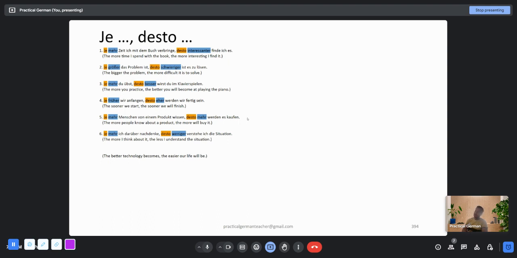After desto, you have the... so this is very clear, right? When you use je, I'm confused about what comes when. It's very simple. With je, the conjugated verb is at the last position. With desto, the conjugated verb is immediately after desto and then the adjective.